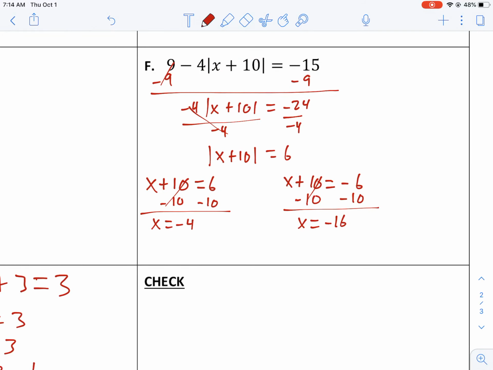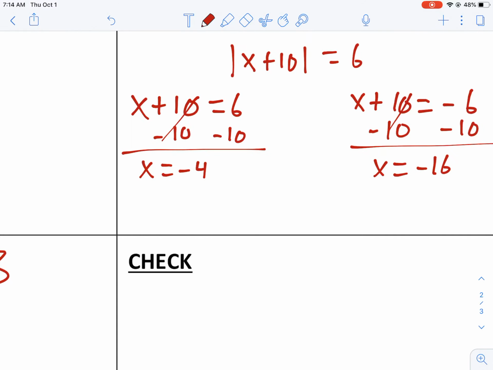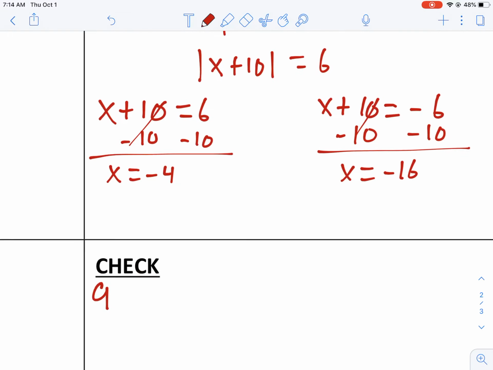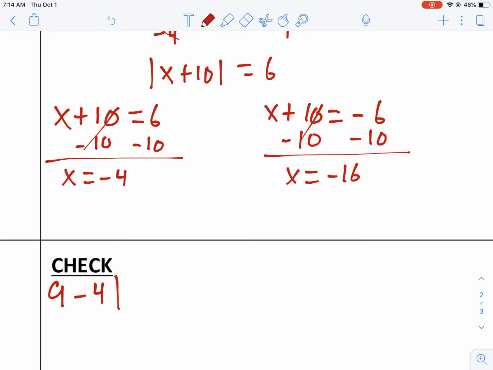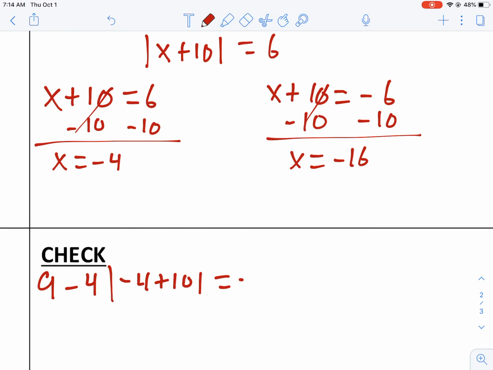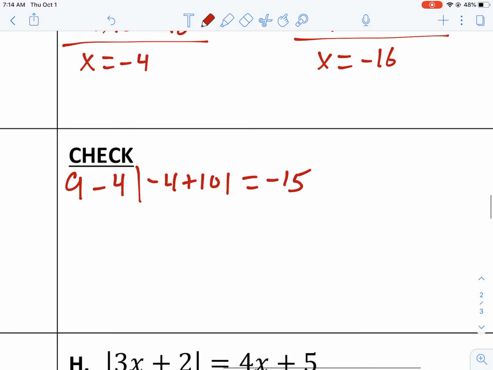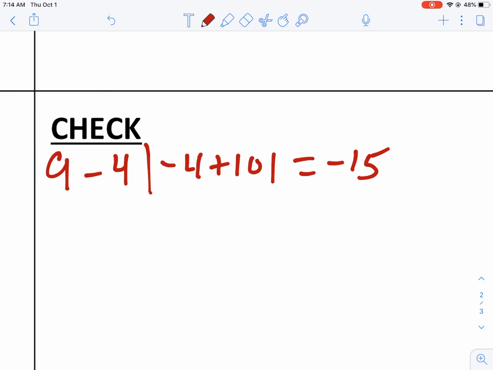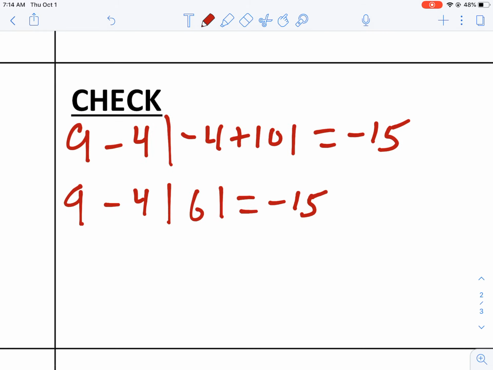All right, so we're going to be plugging our two answers up into our original equations. We've got 9 minus 4, absolute value, -4 plus 10 equals -15. So we want to check to make sure this is actually a real solution. So start going through your order of operations. -4 plus 10 is 6. All right, the absolute value of 6 is 6.